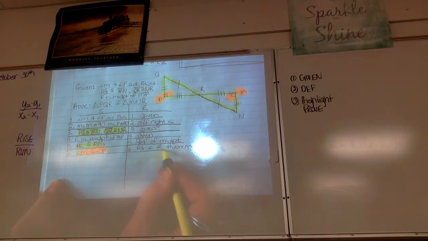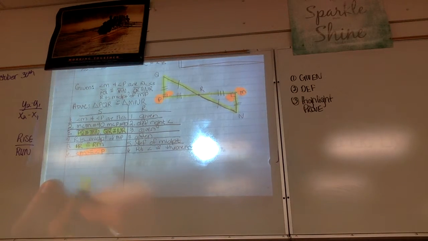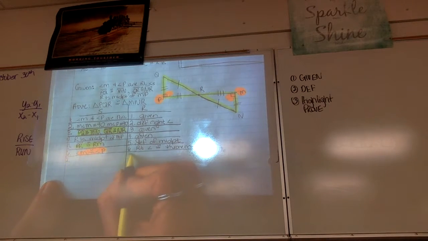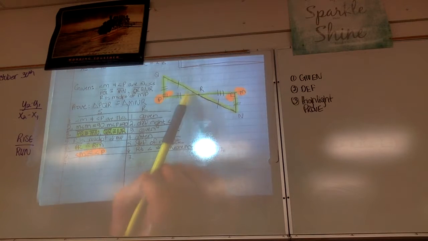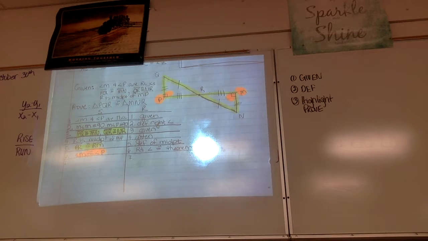Which angles now am I missing? We need N and Q, and N and R. Right. Does anybody see it? Don't shout it out. Raise your hand if you see it. Does anybody see a theorem that would allow me to find a pair of angles? Turn and tell your neighbor what you think it is.